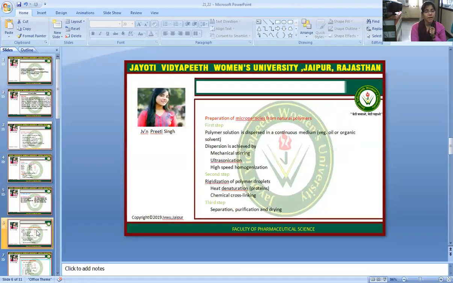So the preparation of microparticles from natural polymers: the first step is the polymer solution is dispersed in a continuous medium, vegetable oil and organic solvent. The dispersion is achieved by mechanical stirring, ultrasonication, and high speed homogenization. Second step, rigidization of polymer droplets by heat denaturation of protein and chemical cross-linking. The third step is separation, purification and drying.